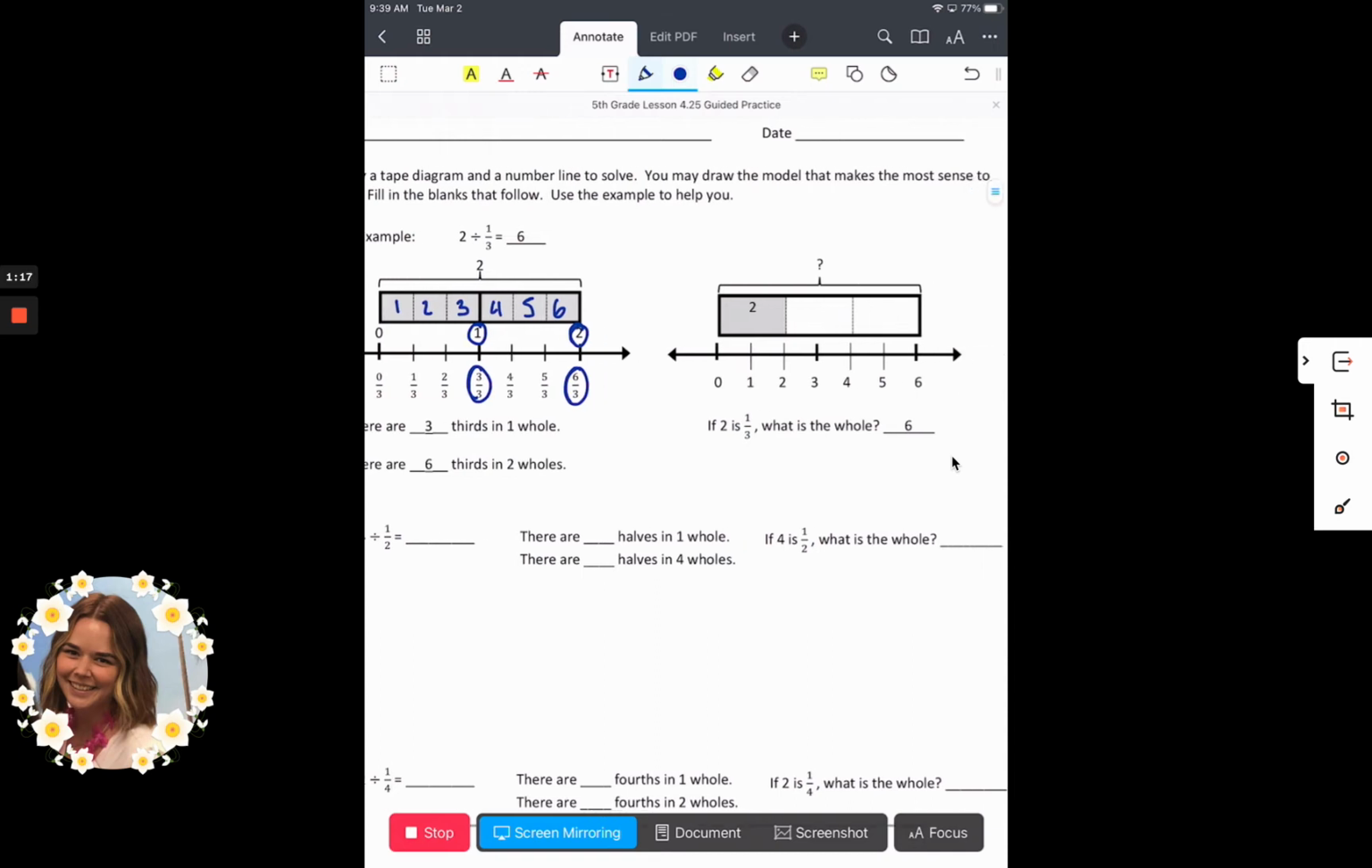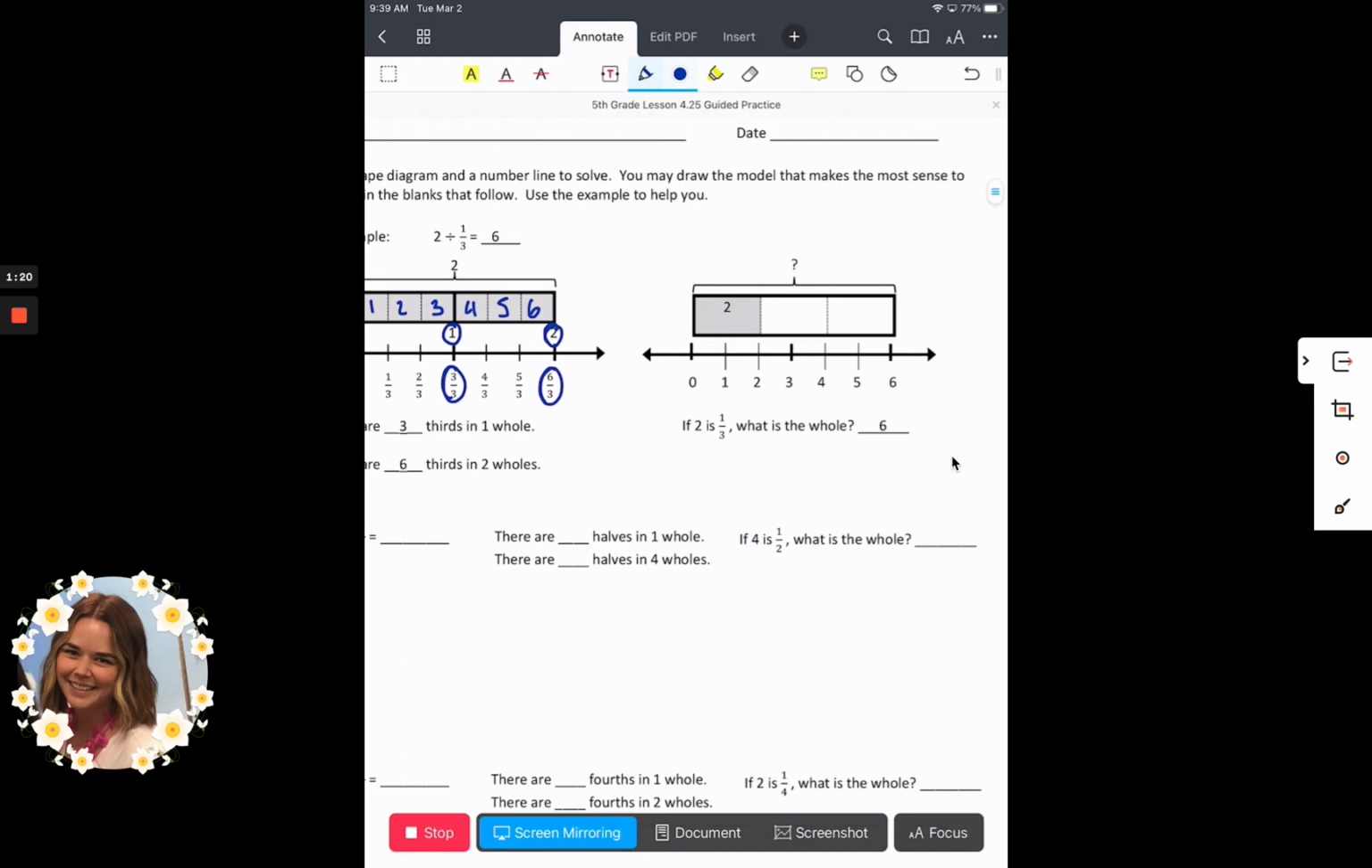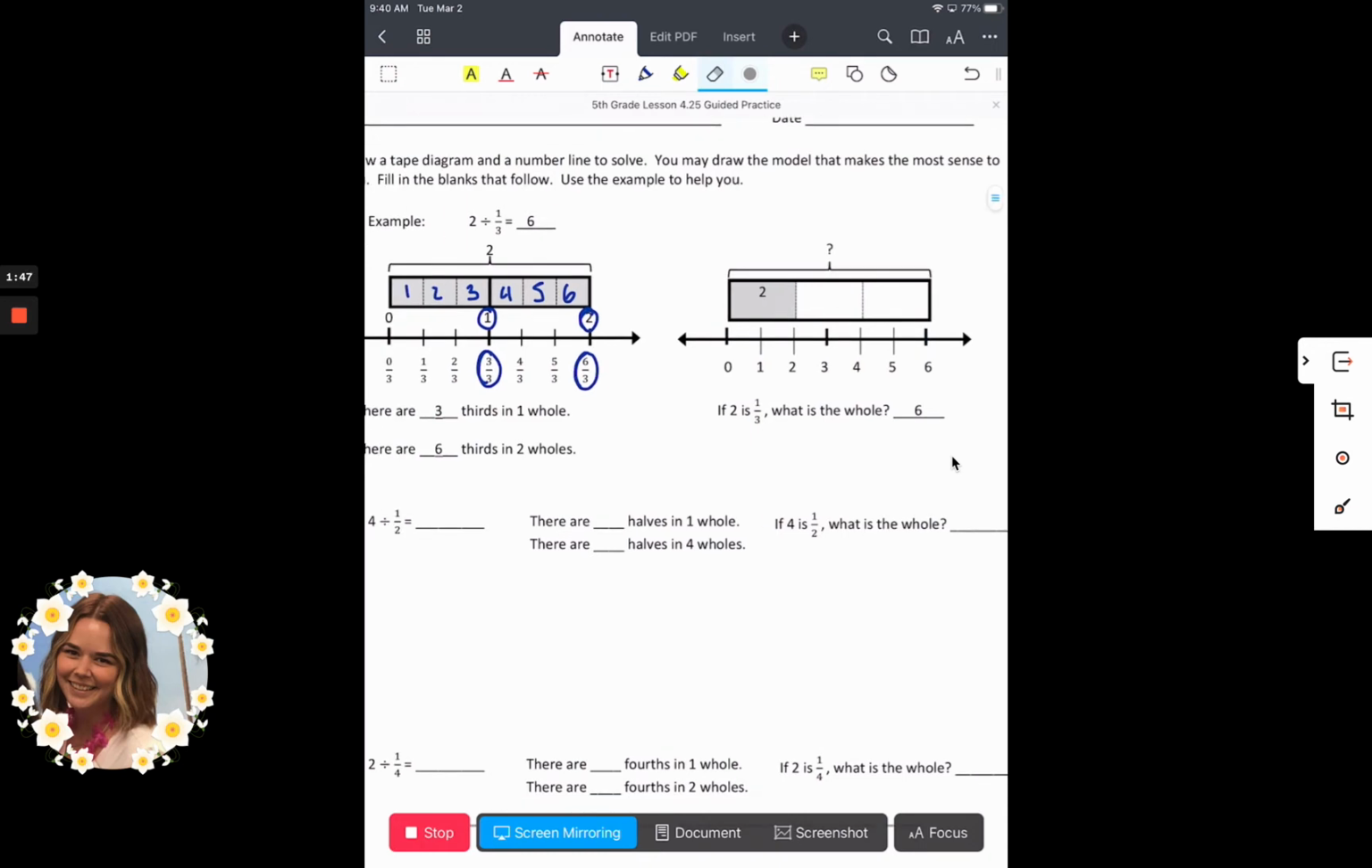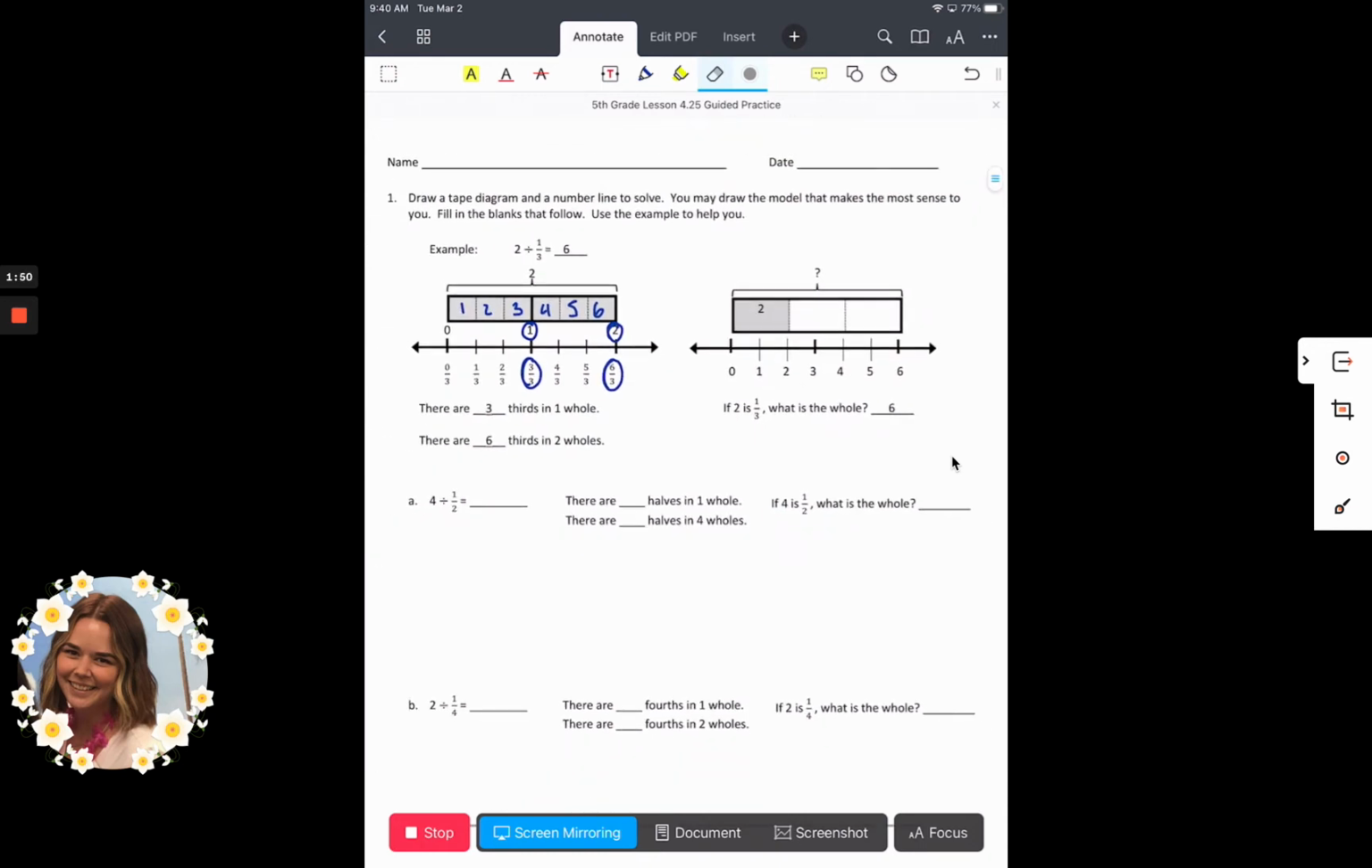We can also think about it as 2 being the value of 1/3. So we have our whole number, we don't know what that is yet, and we divide it into thirds, and each of those is equal to 2. So if we have 2, 4, 6, then our whole would be 6. So those are kind of the two ways that you can think about using tape diagrams to divide by fractions. It's up to you which one makes the most sense. We're going to look at both of them, but use whichever one makes the most sense for you.